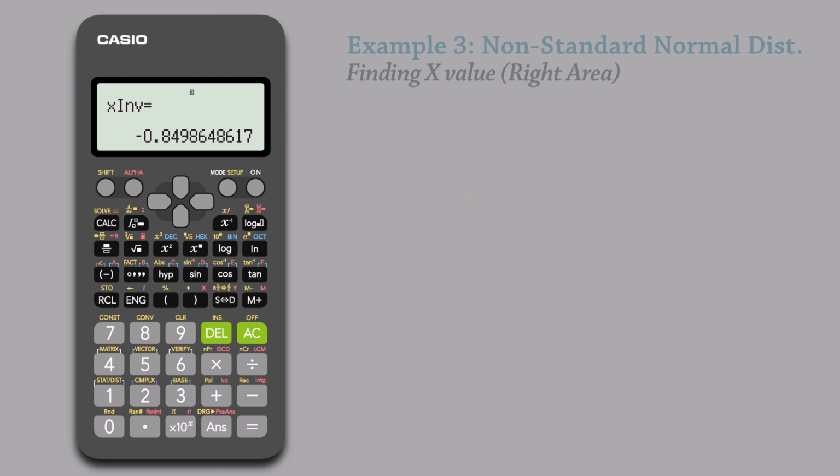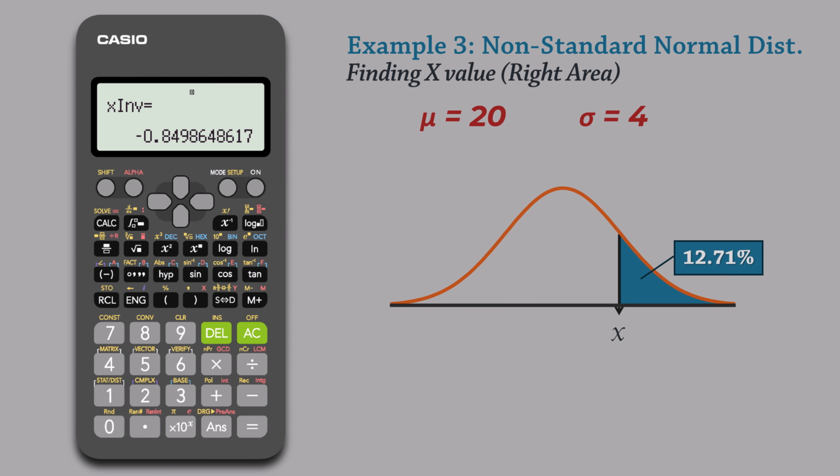Next, suppose the normal distribution is not standard, but with a mean of 20 and a standard deviation of 4. And we want to find x such that the area to the right of x is 12.71%. Or the probability of obtaining a score greater than x is 12.71%. We first find the left area, which is 0.8729. Press equals or AC to return to the area input screen.